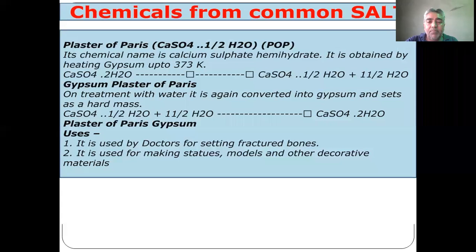Plaster of Paris, on treatment with water, is again converted into gypsum and sets as a hard mass. Calcium sulfate hemihydrate plus water forms calcium sulfate dihydrate, gypsum. It is used by doctors for setting fractured bones. It is used for making statues, models, and other decorative materials.